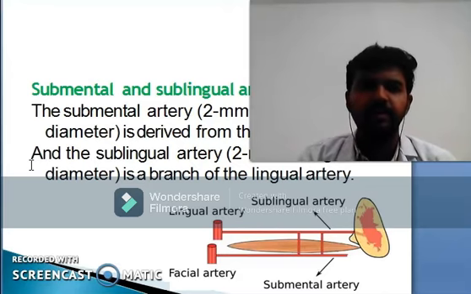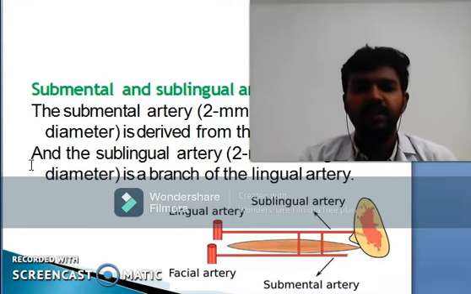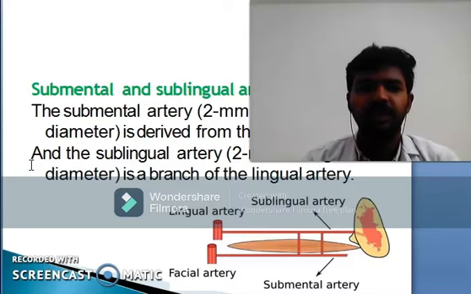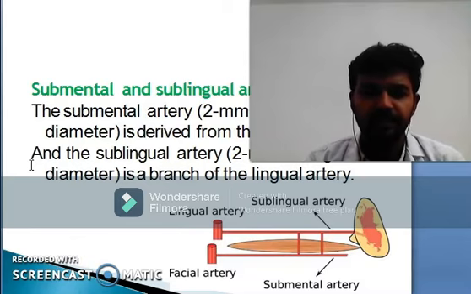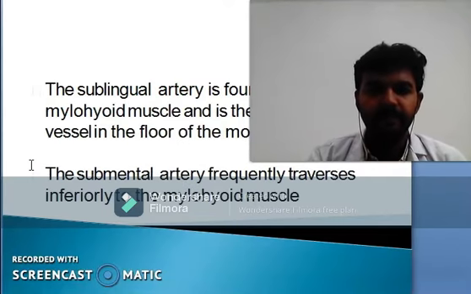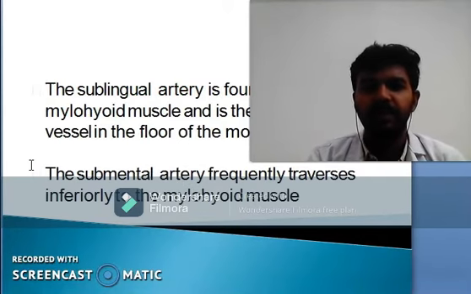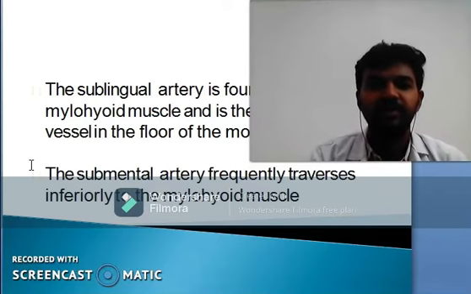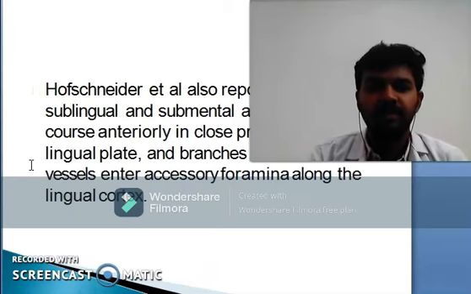Submental and sublingual artery. The submental artery, with a 2 mm average diameter, is derived from the facial artery, and the sublingual artery is a branch of the lingual artery. The sublingual artery is found above the mylohyoid muscle and is the major nutrient vessel in the floor of the mouth. The submental artery frequently traverses inferior to the mylohyoid muscle.